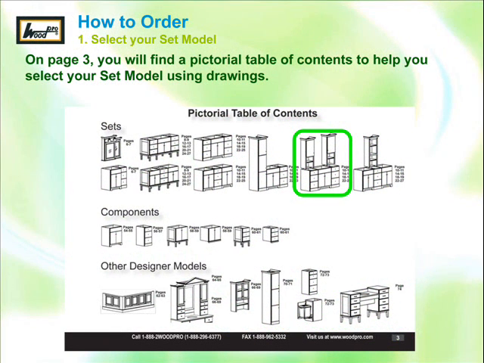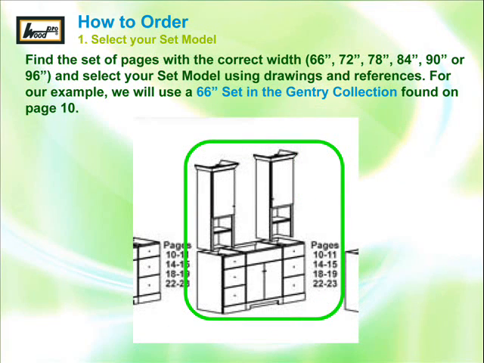At the bottom half of your page, you will find a pictorial table of contents to help you select your set model using drawings. In this case, we're going to choose the set model with a 3-piece vanity and 2 counter wall cabinets. On page 3, we will find the set of pages with the correct width and select our set model using drawings and references. For our example, we will use a 66-inch set in the Gentry collection found on page 10.